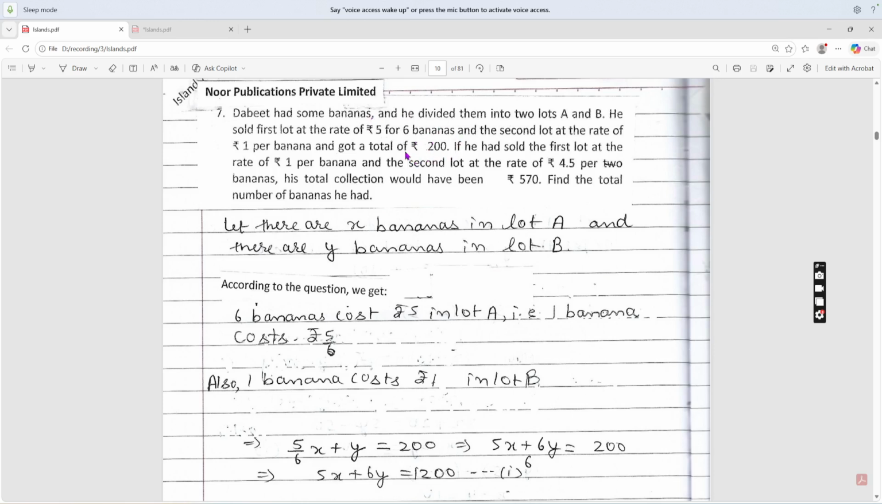Now the same thing we are going to do in the next situation. The total revenue is standing at rupees 570, and the cost and the selling price of lot A banana and lot B banana is also changed as per the previous. How is it going to be worked out in this line? If he had sold the first lot at the rate of rupee 1 per banana, it means this time the ratio is 1:1, and we know that the number of banana in lot A is x. So x into 1 by 1, that is 1, that is x into 1 is x. X is the total rupees plus, and the second lot at the rate of rupees 4.5 per banana.